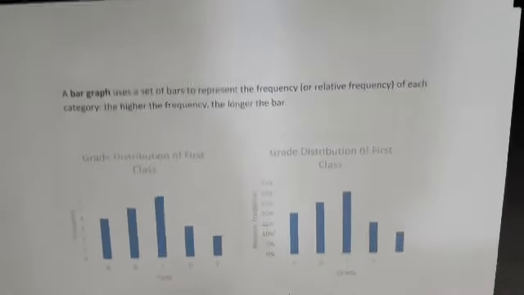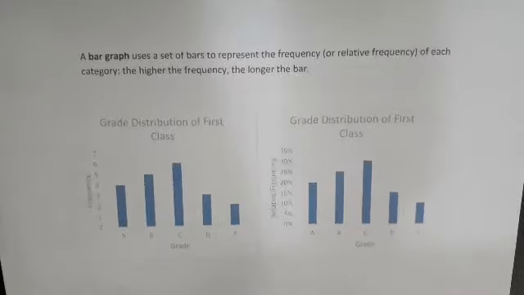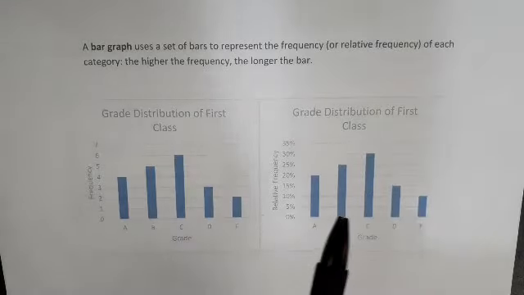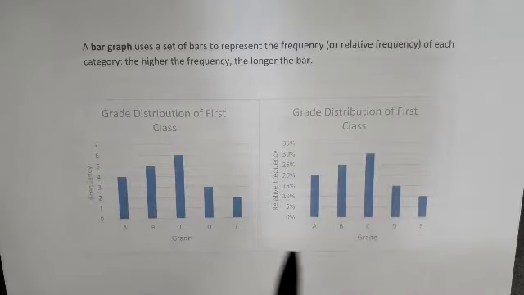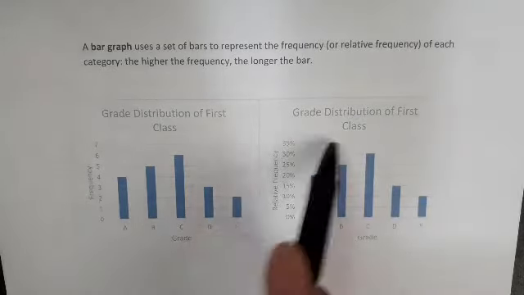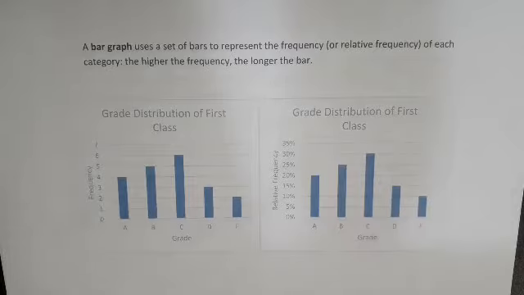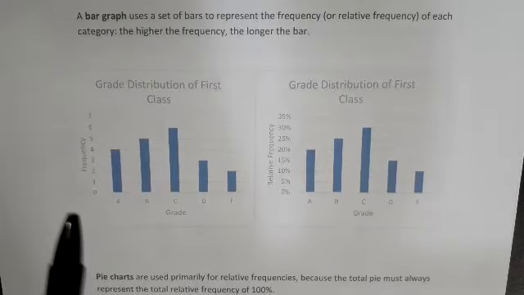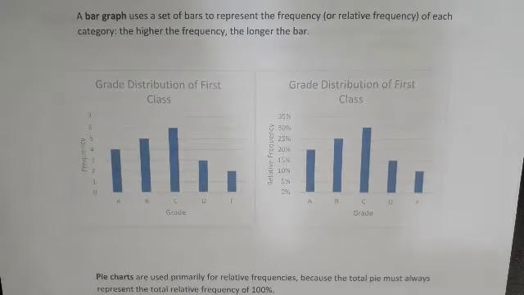So a few examples. A bar graph uses a set of bars to represent the frequency or relative frequency. So whether we do frequency or relative frequency, you might notice we're getting a very similar sort of picture here. This is going back to that first class we talked about of 20 students. This is their grade distribution with their frequency. This is their grade distribution with their relative frequency.